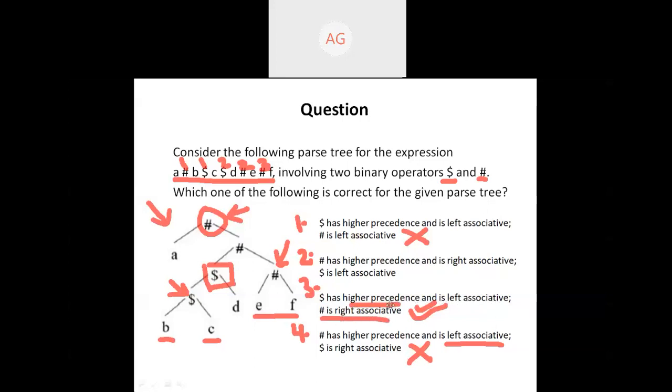So the third option is correct and not the second option, because in the second option, the hash is given the higher precedence, but once we evaluate this parse tree, the hash is going to be evaluated last. The higher precedence operator will be evaluated first, then the other operator. So the third option is correct.